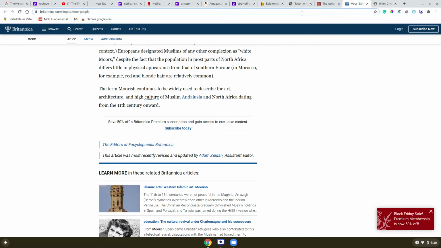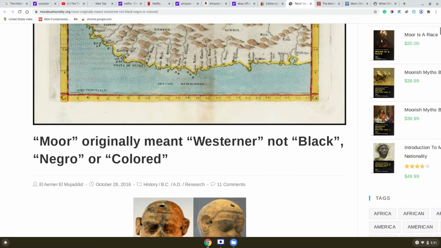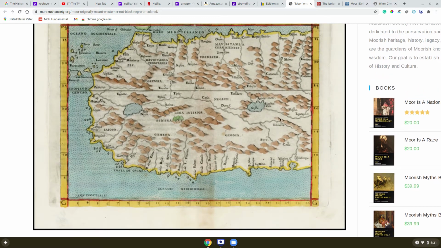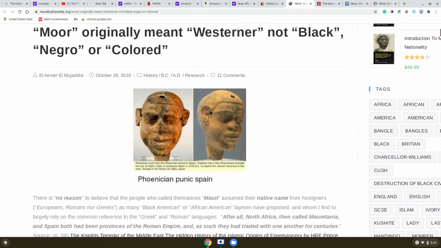Okay, we're going to go to this other one. Moor originally meant Westerner, not black, Negro, or colored. This is a long article. Like I said, this is the dominion of Mauritania in Roman times, basically the whole western part of Africa. And we're seeing that Maori or Moor means west, westerner. So that would explain this area of western Africa being called Mauritania. Okay, we're going to start with this. Moor originally meant westerner, not black, Negro, or colored.